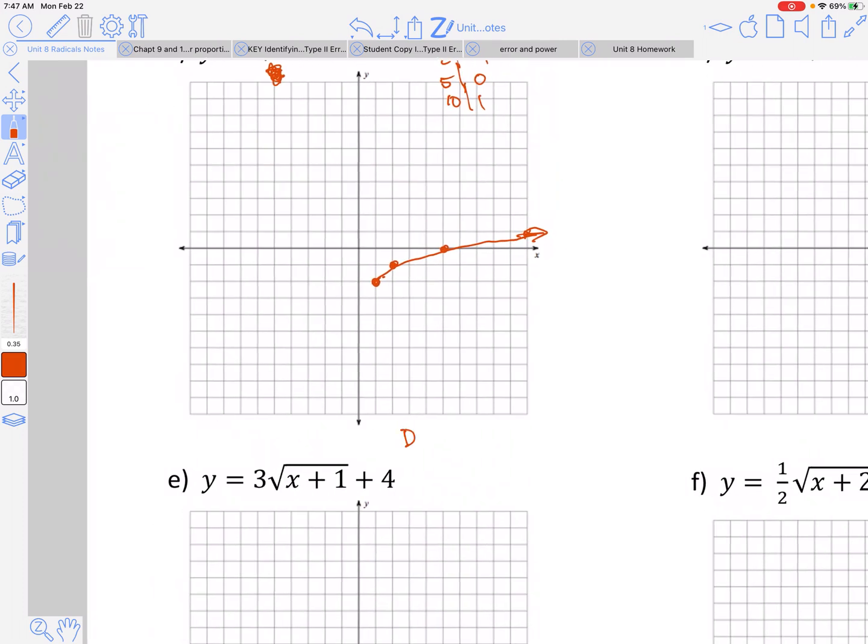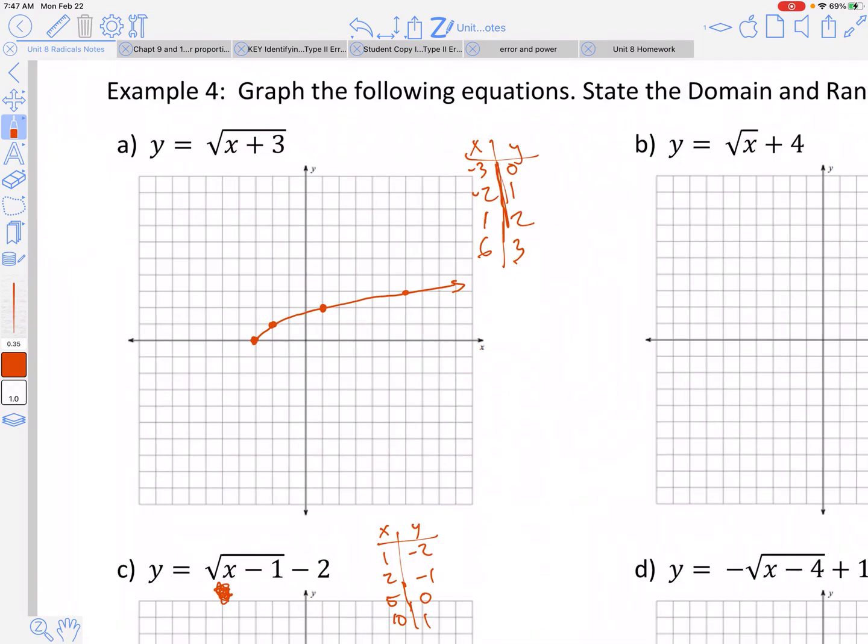And I'm going to write down my domain on this one. As you can see, we're starting right here on the x-axis at 1. We're going clear out to infinity. And range, we're starting at negative 2 and going clear up to infinity. Let's do the domain and range on this guy. So reading my x-axis, I'm going to start at negative 3 and go to infinity. And range, I'm going to start at 0 and go to infinity.